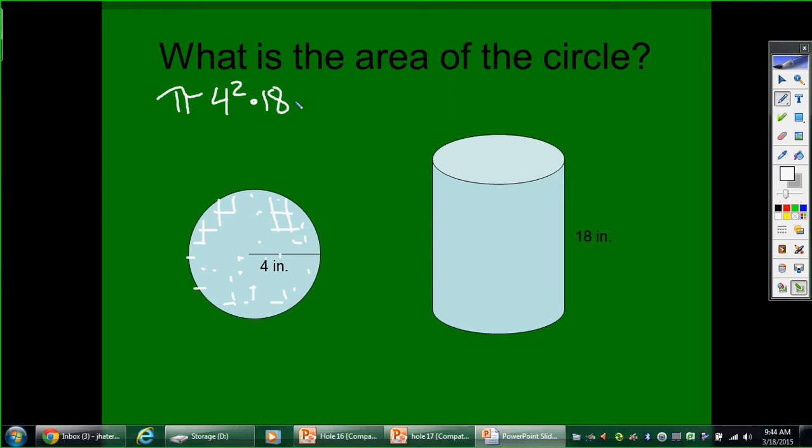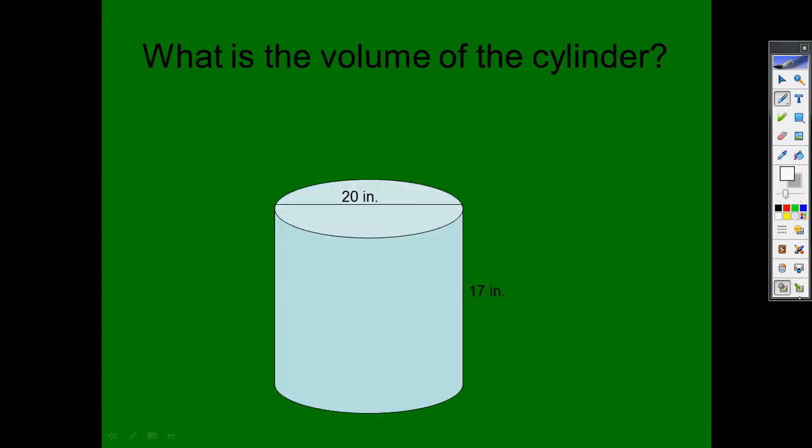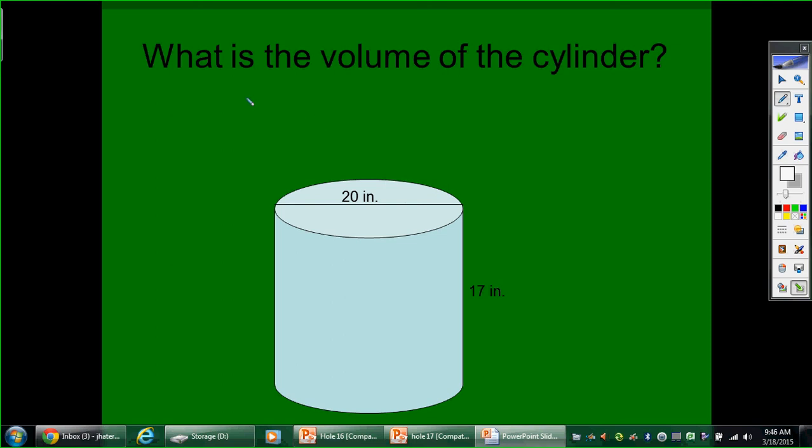and I have 18 layers of that, would be 904.78 cubic inches, which means that it would take 904.78 of these little 1 inch by 1 inch by 1 inch cubes to fill up this cylinder. Again, find the area of the base, multiply it by the height or number of layers. The volume of this cylinder, pi times my radius, which is half of the diameter, squared, and it is 17 layers thick.